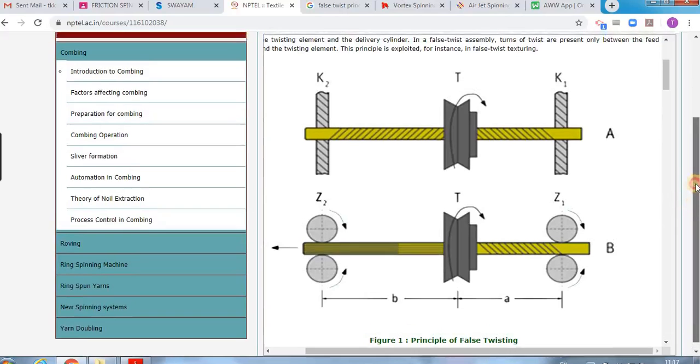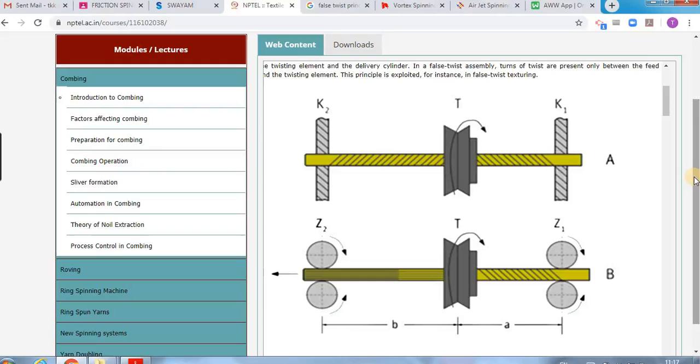I hope everybody knows about the false twist. We have seen it in the speed frame as well as in rotor spinning. The flyer top in the speed frame is used to give the false twist. The navel, or what we call the withdrawal nozzle, in rotor spinning is used to give the false twist. It is called false twist because it is not a permanent twist. It is a temporary twist given to the strand of material for some purpose. But we can exploit this principle for making a final yarn also. That is what we call the false twist principle.